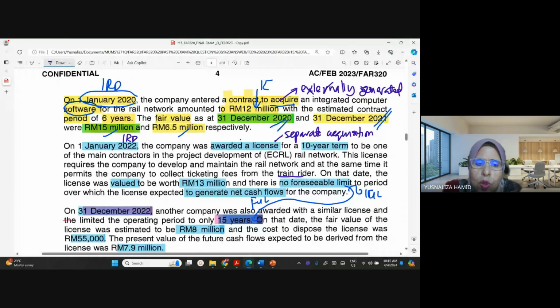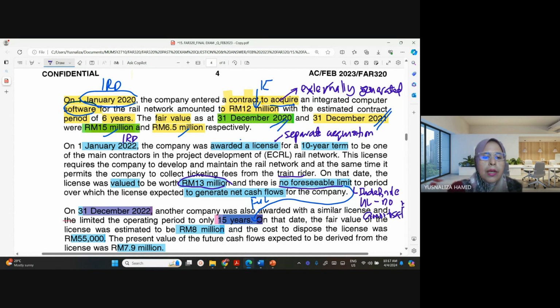On that date, the license was valued at 13 million. So for the license, the initial cost is at the fair value, 13 million, and there is no foreseeable limit to the period in which the license is expected to generate net cash inflow. When it says there is no foreseeable limit, that means it has an indefinite useful life. When it is indefinite useful life, there is no amortization for the license. So amortization: none.